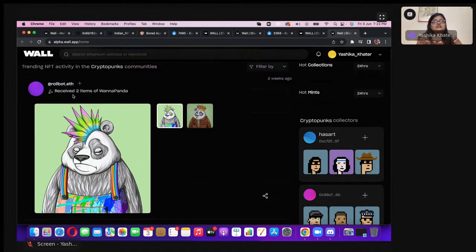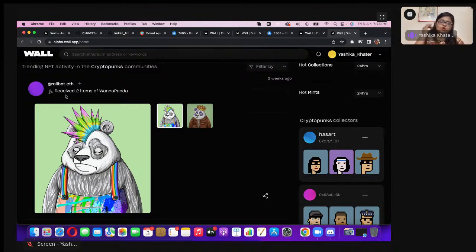But sometimes what these projects do is they actually do not sell their NFTs, and it is not these people who have bought the NFT. So there could be a chance that in this case, rollbot.eth was not interested in Wanna Panda, but because Wanna Panda wanted to establish big names in the community, they transferred this NFT to rollbot.eth for free, just to tell people that they got holders of CryptoPunks inside their NFT community. So that could be a case.